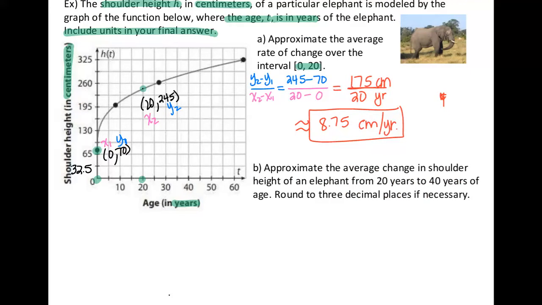But what this is representing is from 0 to 20 years. So the first 20 years of life, I can see it grows very fast in the beginning of life, the first 20 years. It grows about 8.75 centimeters every year in the first 20 years of life. Okay?